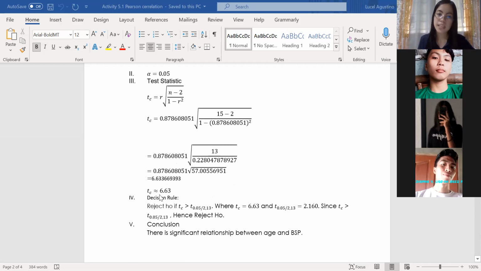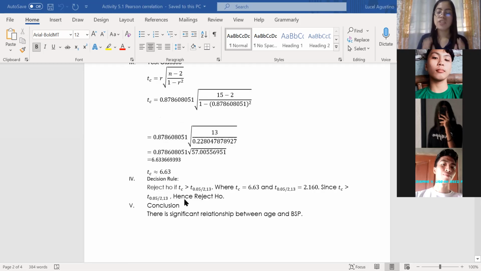So the decision rule is to reject H0 if T computed is greater than T tabular, the same principle that we have in the t-test. Here, T computed is 6.63 and T tabular is 2.16. So which is greater, 6.63 or T tabular? What is our decision? Is it reject H0 or fail to reject H0?